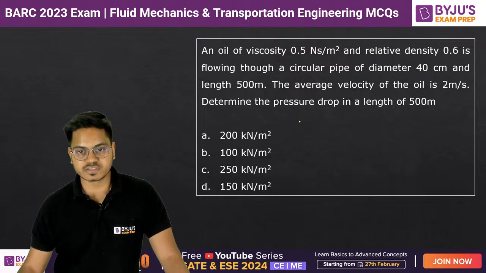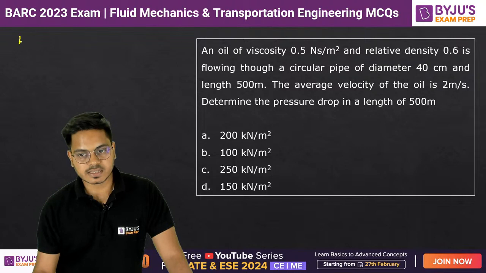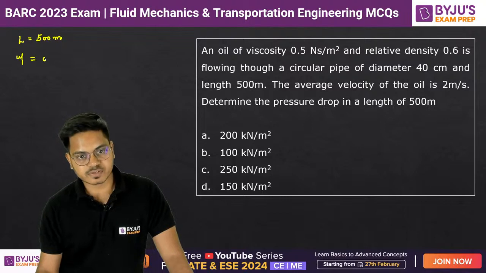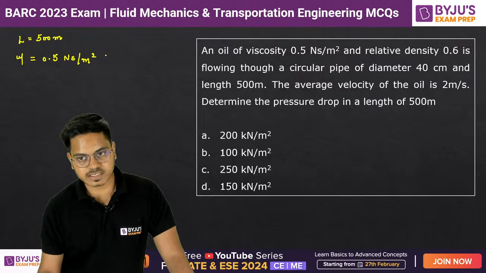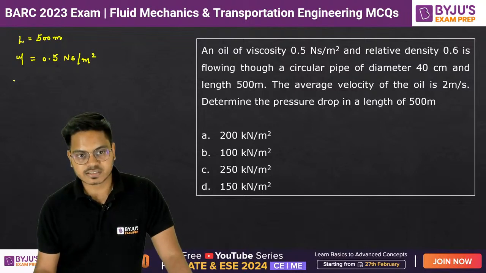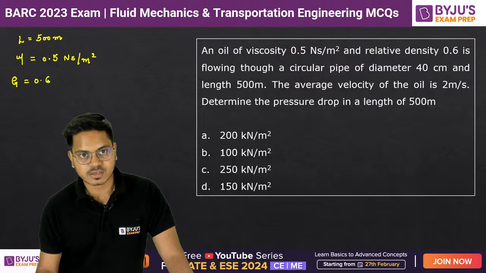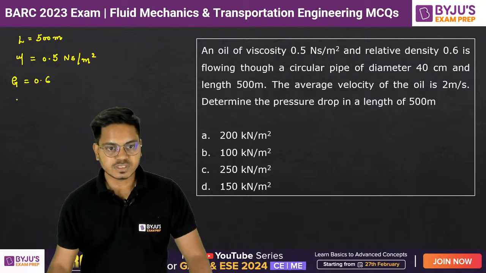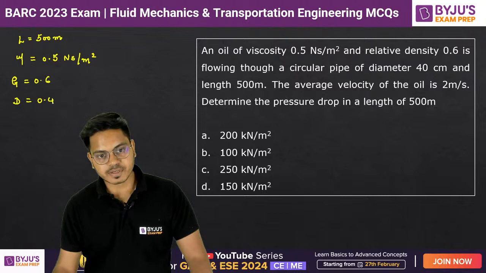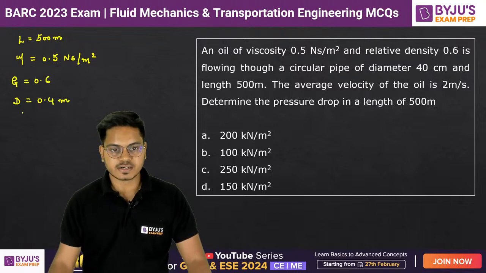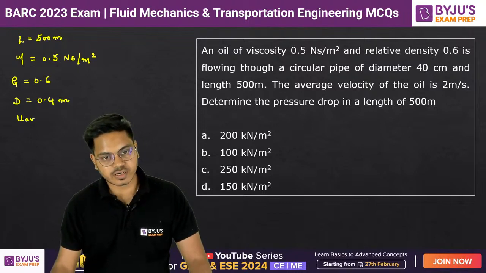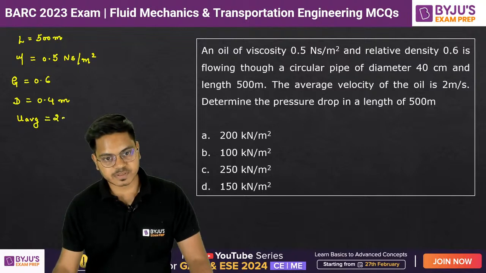All the values are given: the length is 500 meter. Dynamic viscosity is 0.5 Newton second per meter square, or Pascal second. Relative density is given as 0.6. The diameter of the pipe is 0.4 meter, and the average velocity, U average, is given as 2 meter per second.